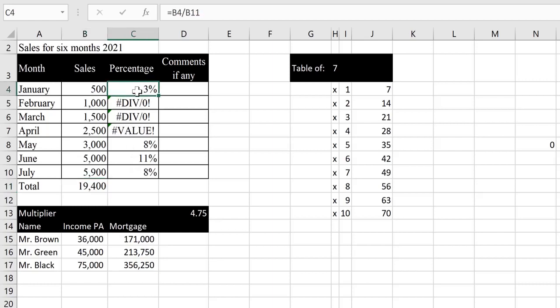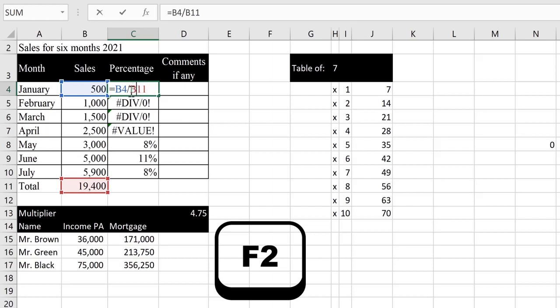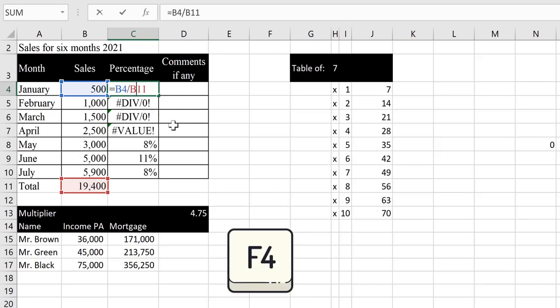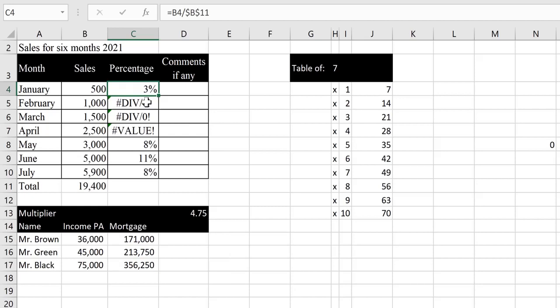If we make the total frozen or absolute, the error message can be avoided. Let's come back to the percentage of the first cell, that means the percentage of January, by pressing F2 and making B11, this total amount written in red, absolute by pressing the F4 key. So now it has become absolute. By copying the formula in C4 downward to the remaining cells, we can see that the error message has been removed now.